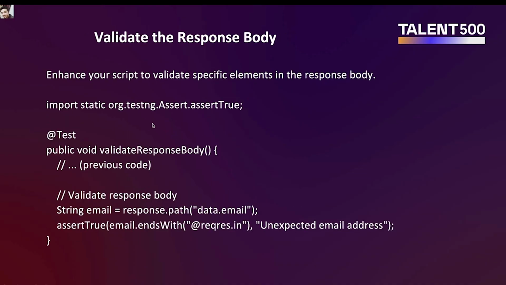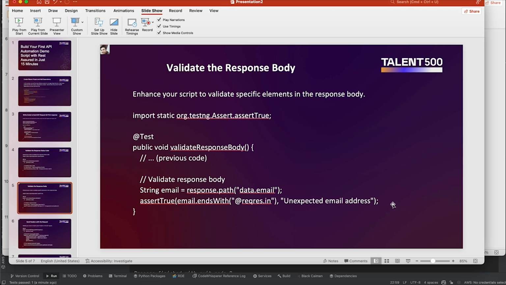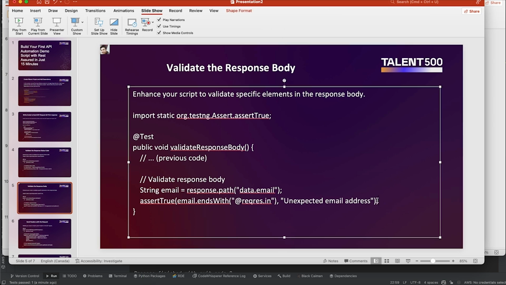So validate the response status code, we have done. Now what we will try to do is validate the response body. Whatever response body we are getting, we will try to validate that. So how are we going to do that? We are going to use dot path, which is a very common one, right? And we will try to validate. So let me tell you how we can do that.